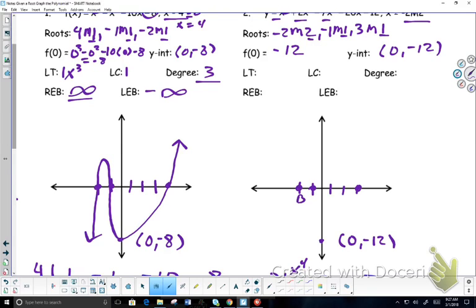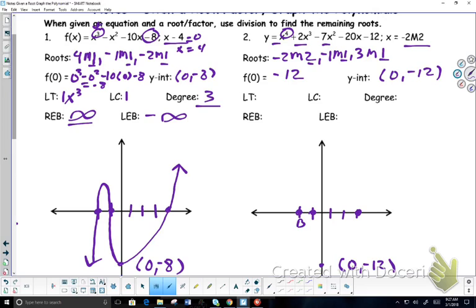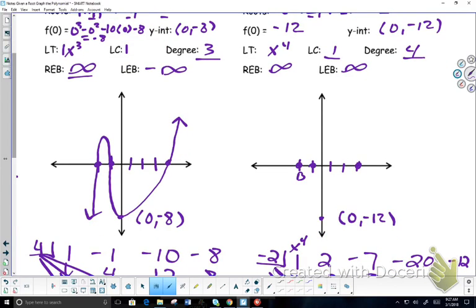After that, I have a leading term of x to the 4th with a leading coefficient of 1, degree of 4. Because my leading coefficient is positive, it's going to go to positive infinity as it approaches the right. Since my degree is even, my left end behavior is going to go the same direction. So this is going to go up, come down, cross at this y-intercept, go back up, bounce here, and go back up. Notice every root that has a multiplicity of 1 crosses. If it has a multiplicity of 2, it's going to bounce at that root.